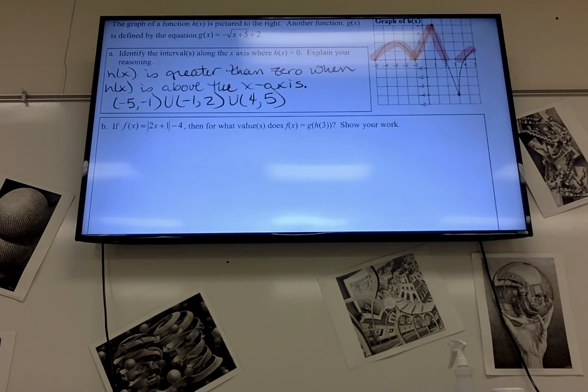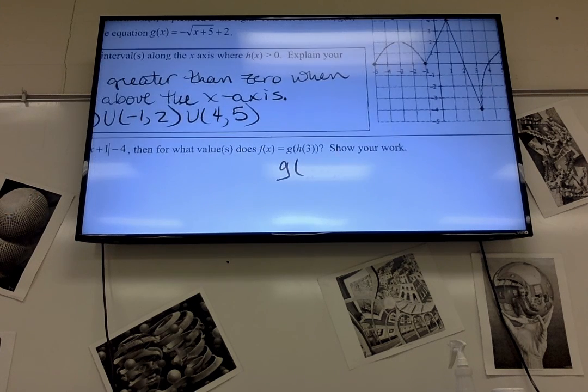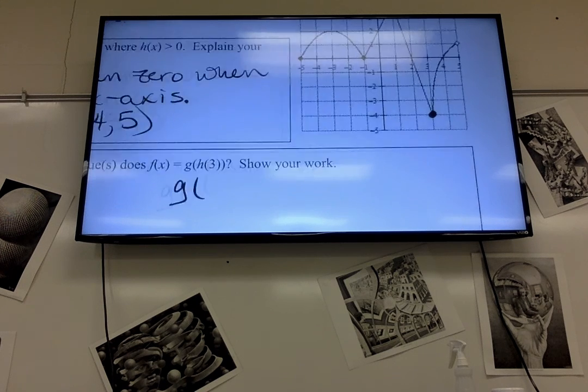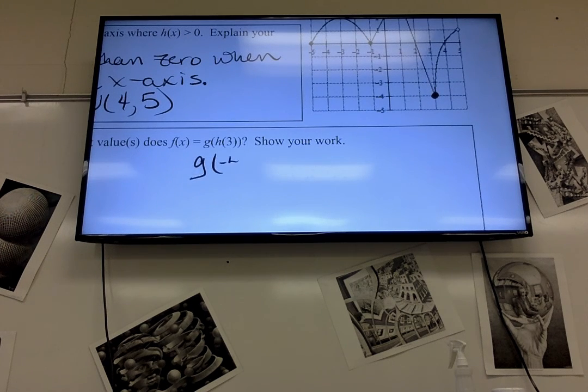Okay, B. If f of x equals blah, then what values of x make f of x equal g of h of 3? So let's start with g of h of 3. So h of 3, I have to look at my graph. If I find h of 3, notice, it is right here. That's at -4. So that's g of -4.